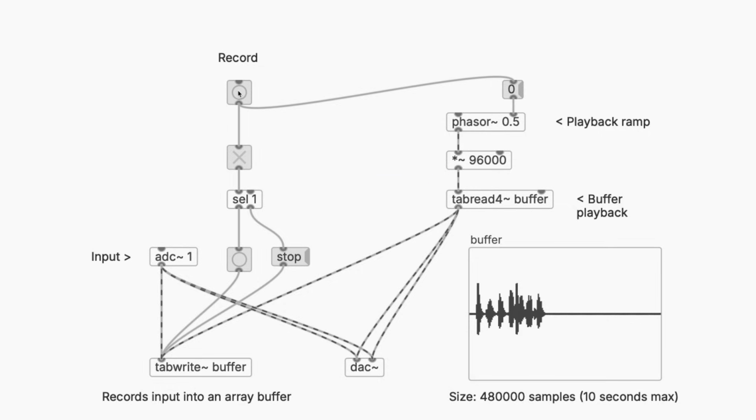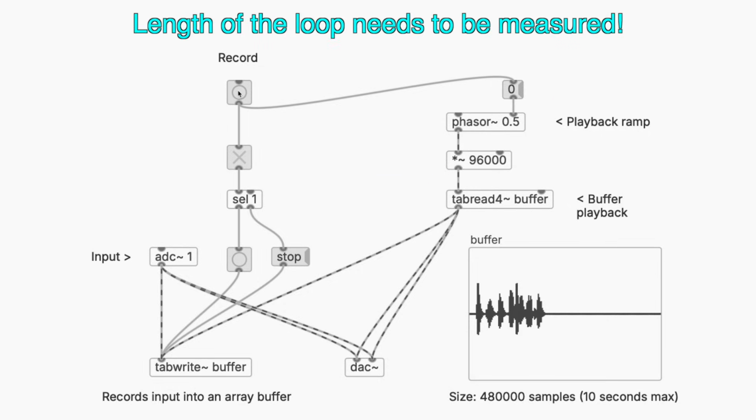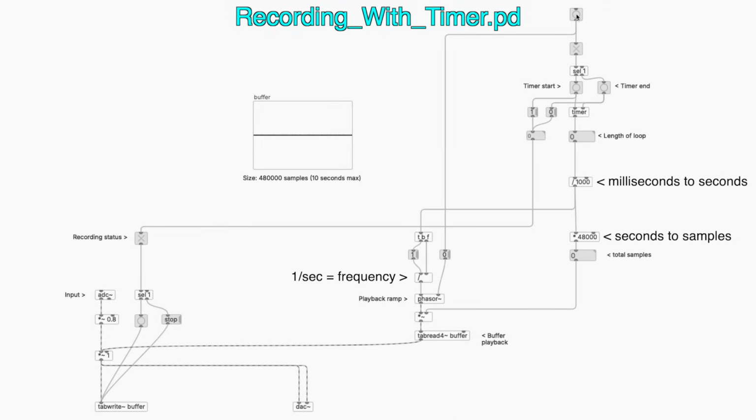In order to figure out the appropriate frequency and the total samples, I need to know how long the recorded loop is. An easy way to figure this out is to measure the time between when I hit the button to record and when I hit the button again to stop. And the timer object is right for the job.